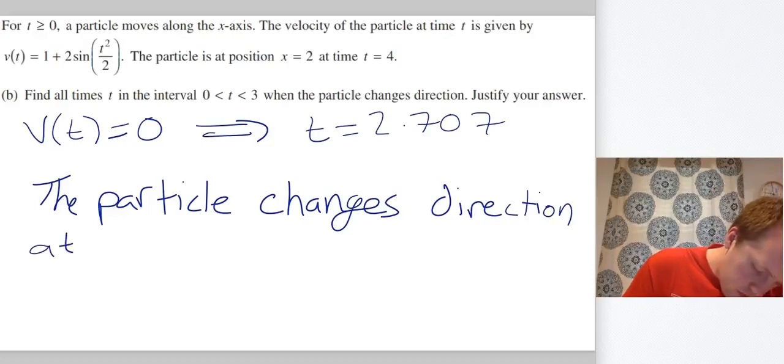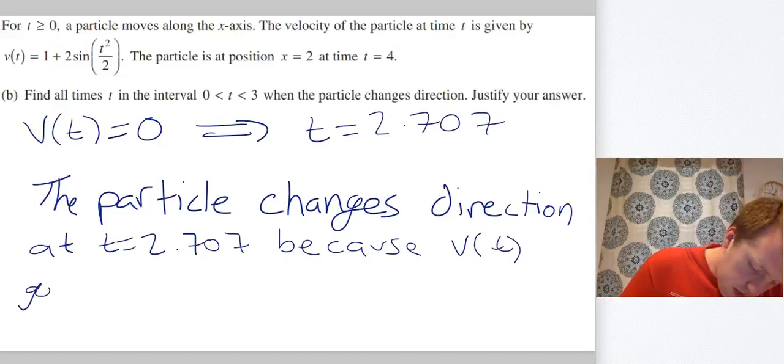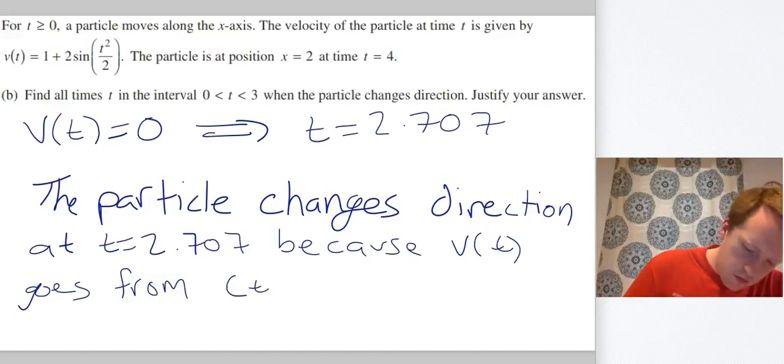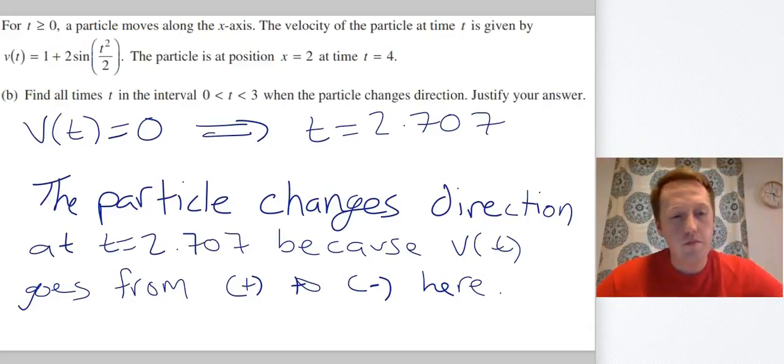At t equals 2.707 because v of t goes from positive to negative here. Okay, so there's our full justification.